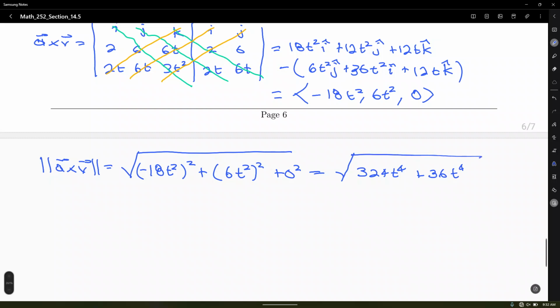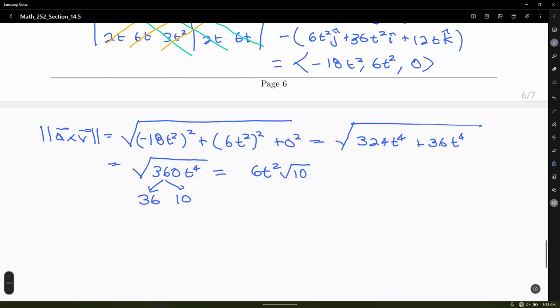So let's combine terms. 324 plus 36 equals 360 t to the fourth. We may simplify this expression a bit further, because the square root of t to the fourth is t squared, and 360 is the same as 36 times 10, where 36 is a nice perfect square. The square root of 36 is 6, and I'm going to write the square root of 10 at the very end. That's as far as we can simplify this.